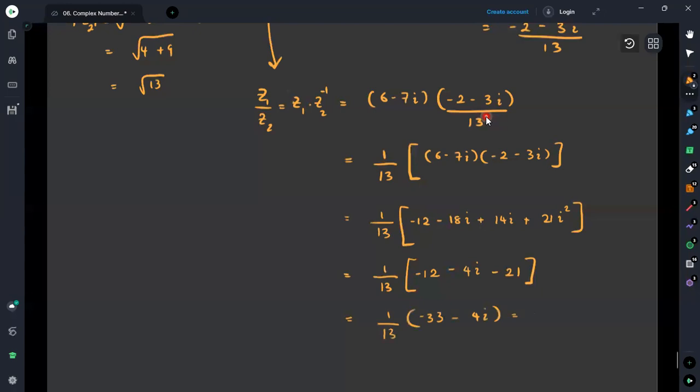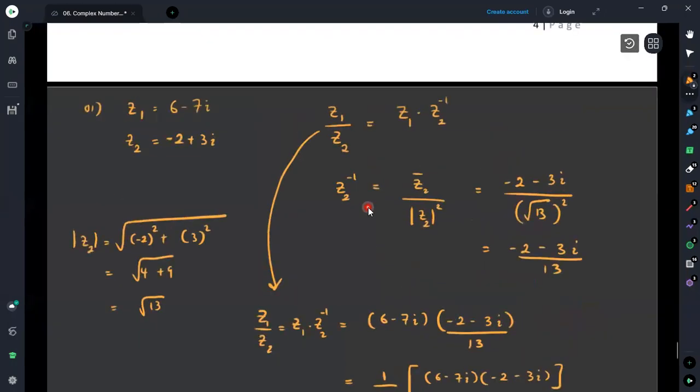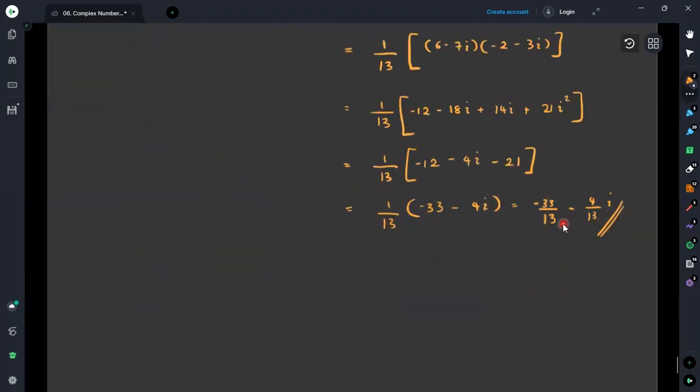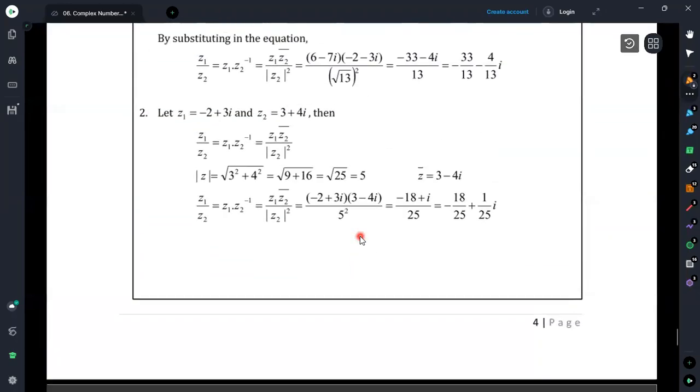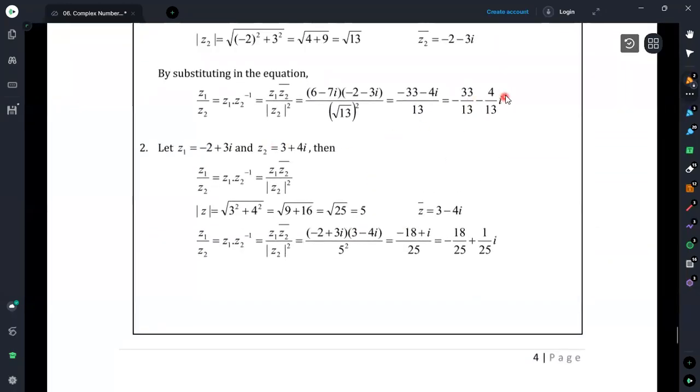Then we get the final answer as minus 33 over 13 minus 4 over 13 i, and therefore the division of these two complex numbers gives the value minus 33 over 13 minus 4 over 13 i. Here you can see the calculation as well, and there is another example, which you can try by yourselves. This is all I need to discuss under this session, and thank you all for your participation.